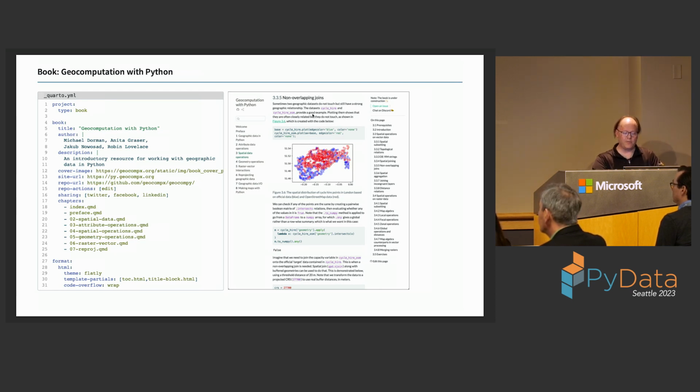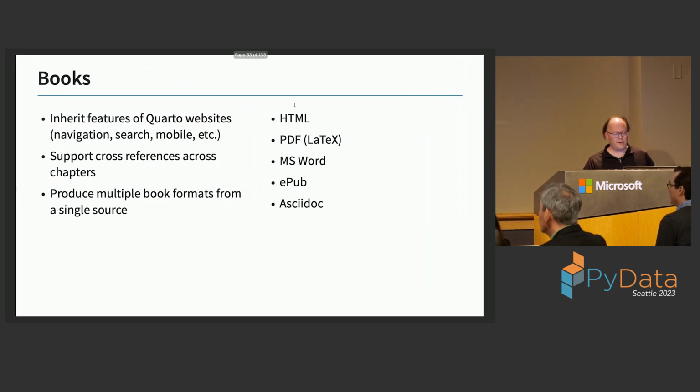So books actually are multi-format. You can think of a book as a website that has extra features, but you can also take that from the same notebooks and produce a PDF book, a Word version of the book, EPUB, or AsciiDoc. And AsciiDoc is the format that's used by O'Reilly for their books. So there's a bunch of people writing O'Reilly books using Quarto, and then just taking advantage of the AsciiDoc output and feeding that to O'Reilly.